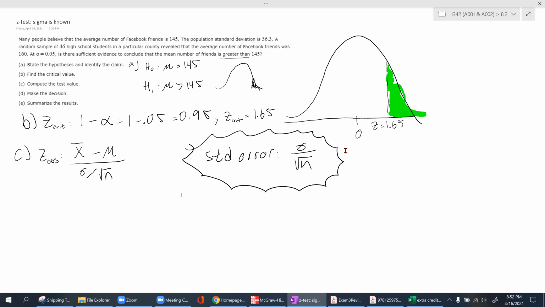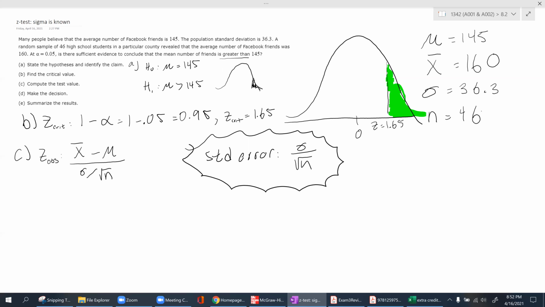So let's see here. My mean is going to be 145. My observed value, the value I'm observing, is 160. The number of Facebook friends was 160. My sigma, my standard deviation, is 36.3. My sample size, a random sample of 46 students, was chosen.